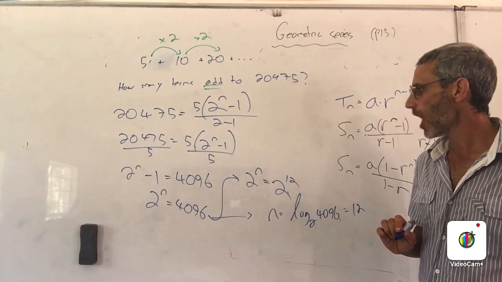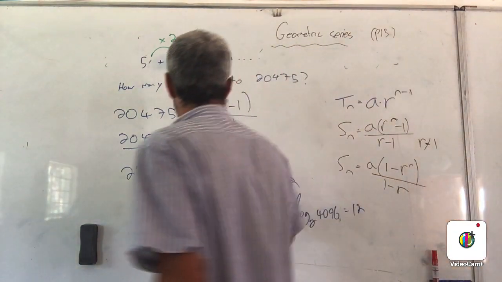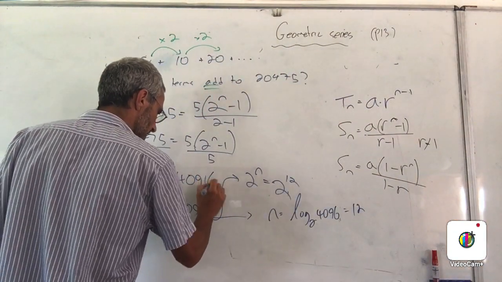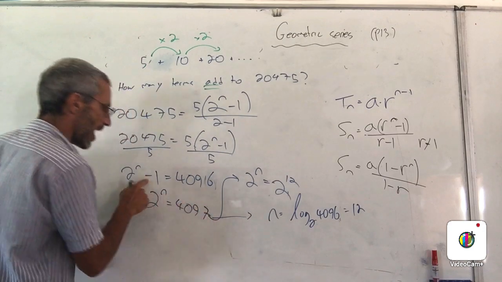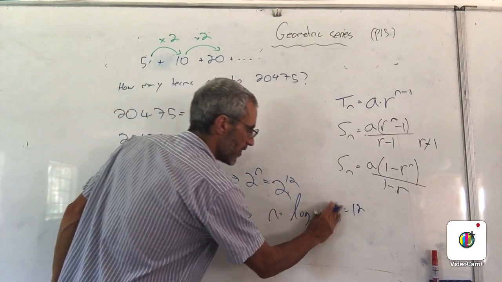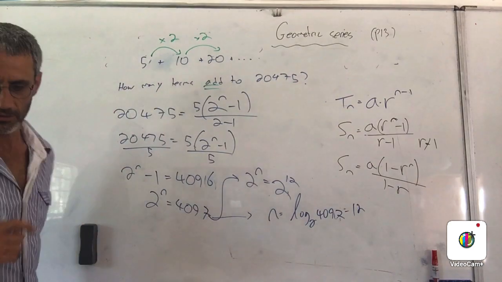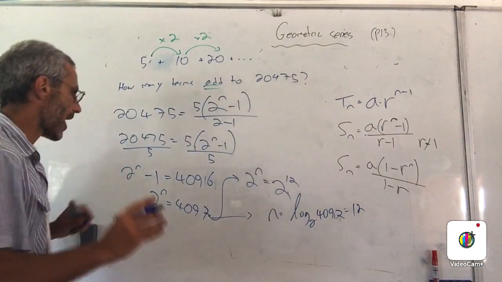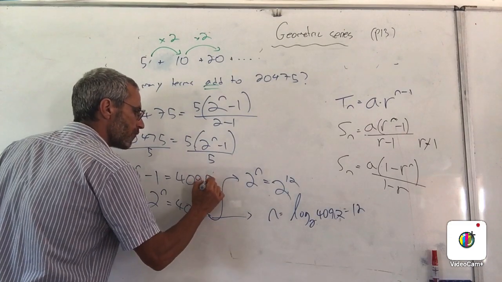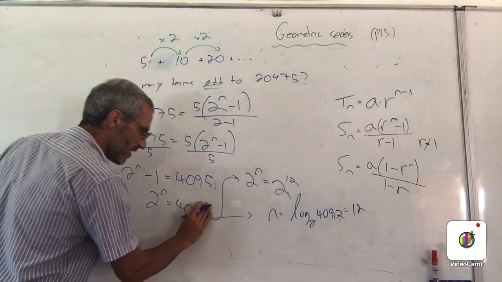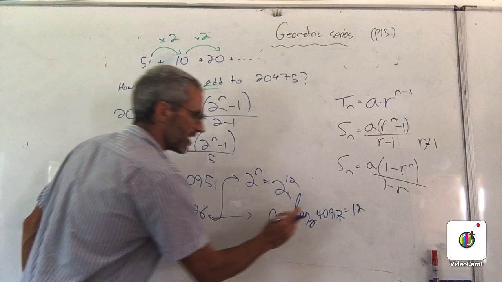So it's 97. That should be 6, but that should be 7 because we added the 1. Hang on. That should be 4,095, and that will be 4,096.